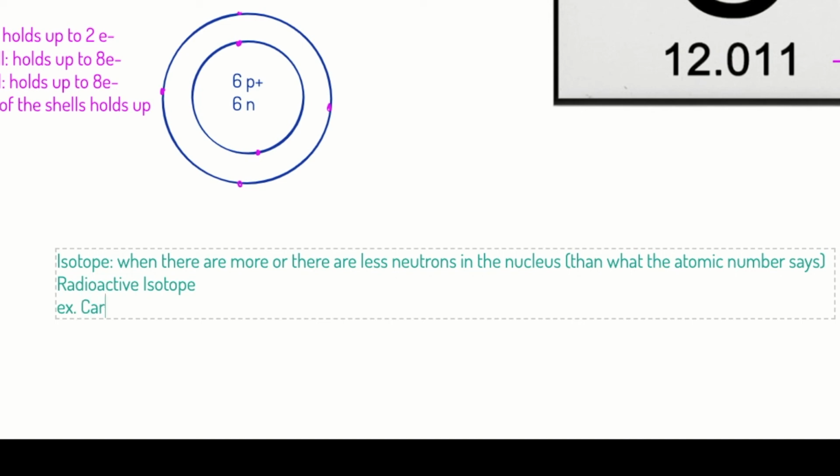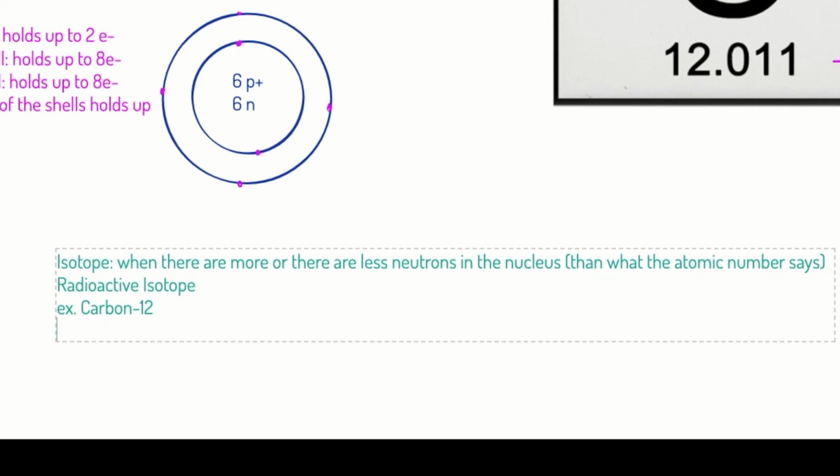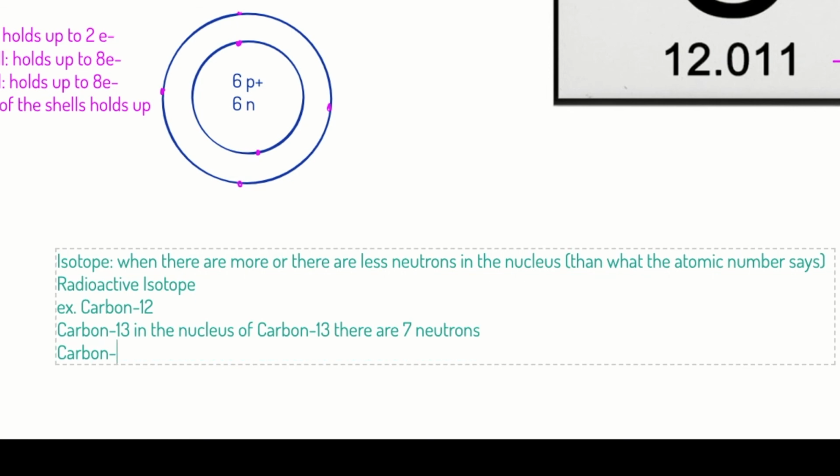So, carbon. Carbon-12 means you have a normal carbon that has 6 protons and 6 neutrons in the nucleus, just like I just drew. That's a normal carbon. But an example of an isotope of carbon would be carbon-13, which has 7 neutrons in the nucleus. This makes it a little bit heavier. There's also carbon-14, which has 8 neutrons. These exist, and they make the element a little bit heavier.